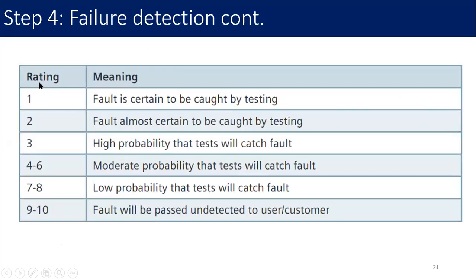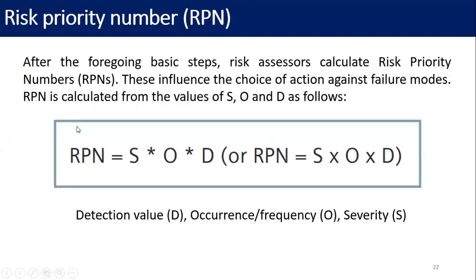Here you can see how it differs. If the detection rate is high, the fault will be passed undetected to the user, right? If the detection level is 1, we can detect it. Or if it is high, we can't detect it, so without detection, the fault is there. It goes to the customer directly, right?